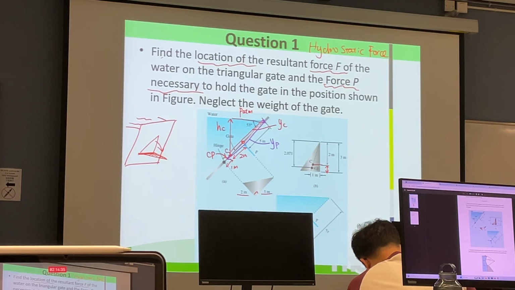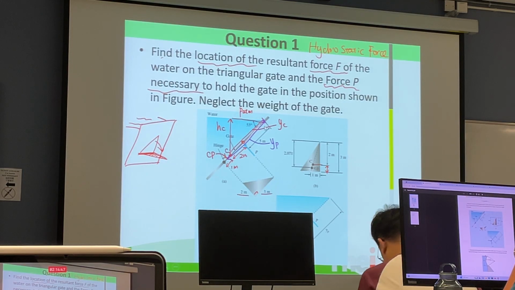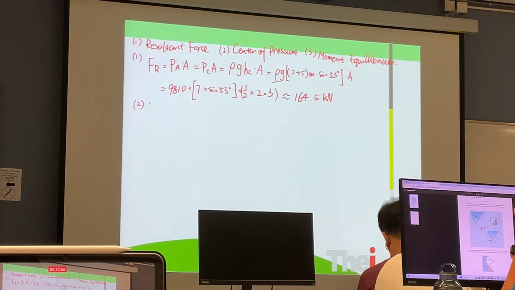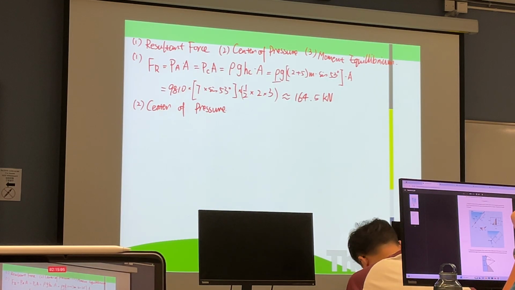Now, this is the center of pressure. The location of the center is calculated from this location. Now, YC is 5 meter plus 2 meter. Okay, YC is 5 meter plus 2 meter. The center of pressure. Now, firstly, we see that YC is 2 plus 5, which is 7 meter.